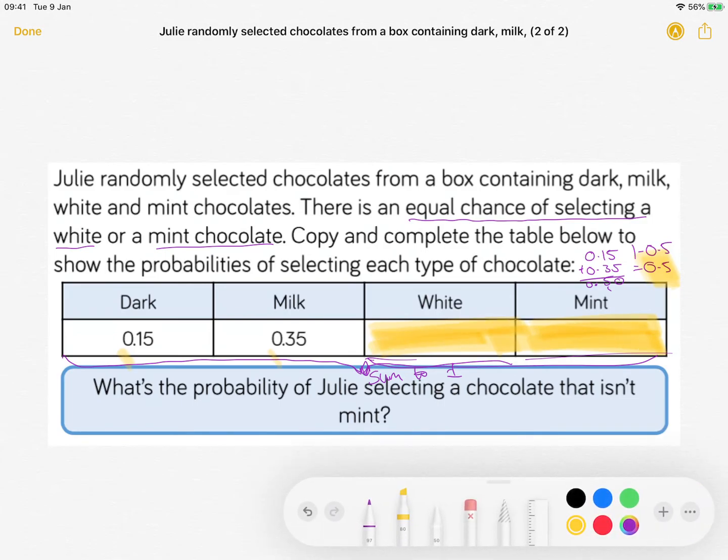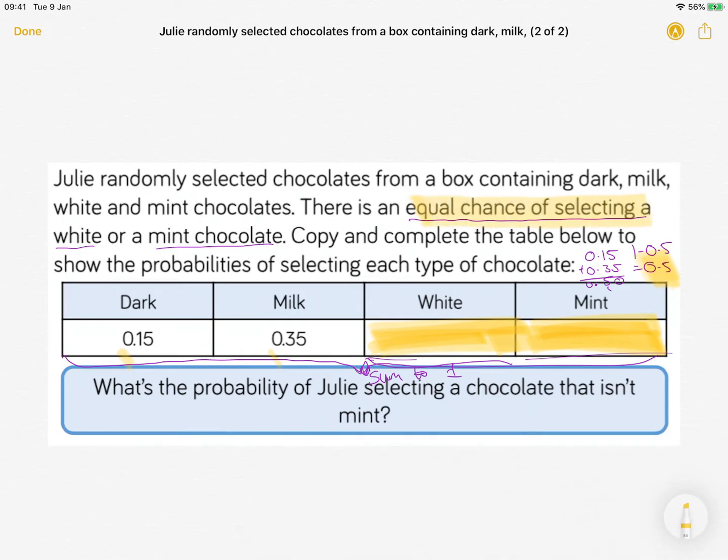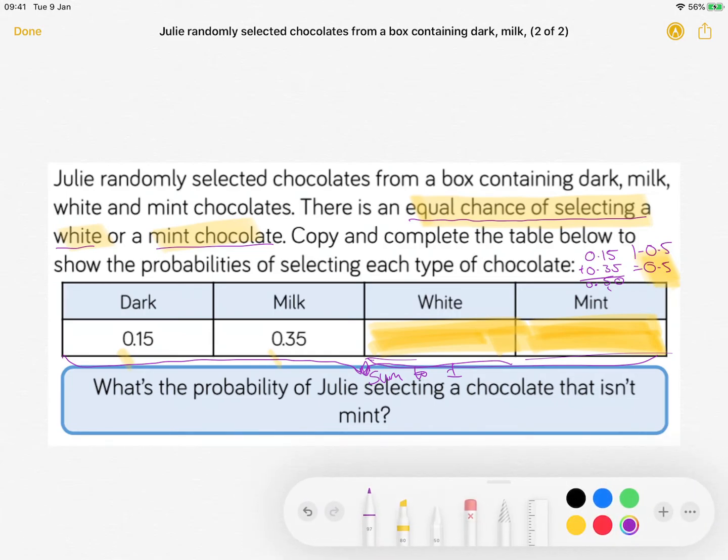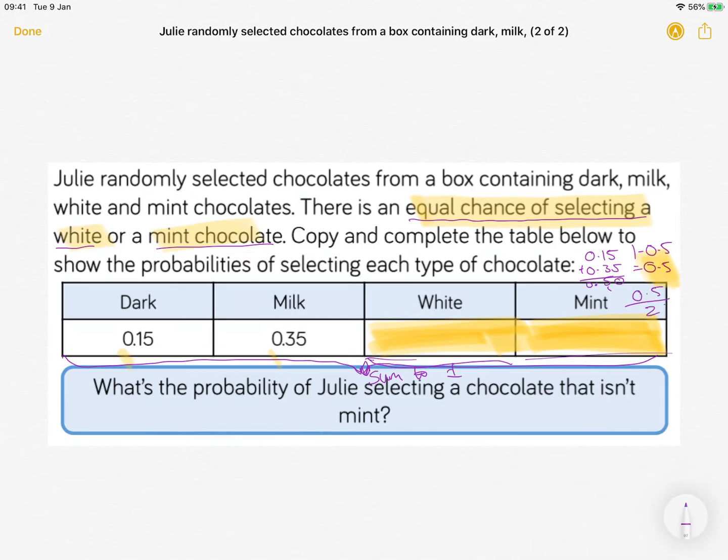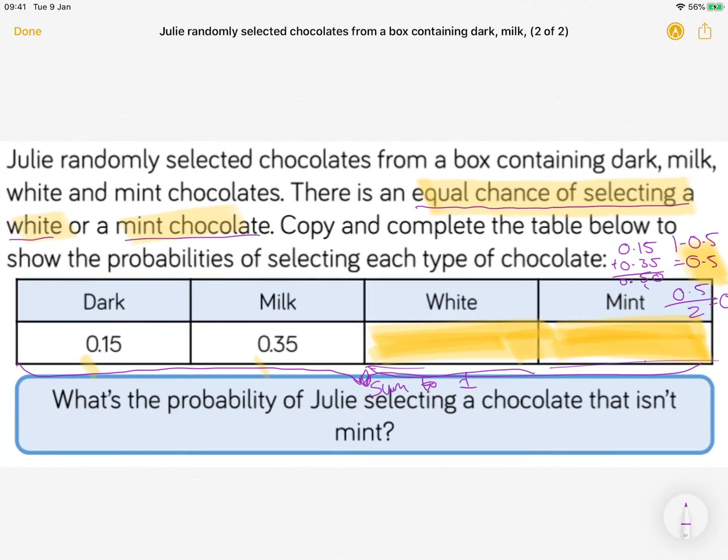Now the key bit of information I underlined before, and I'll highlight again, equal chance of selecting white or mint, means that they have the same probability of happening. So that means to work that out, I can do 0.5 divided by 2, which is 0. I've run out of space here, but it's 0.25. So therefore this is 0.25 and this is 0.25.